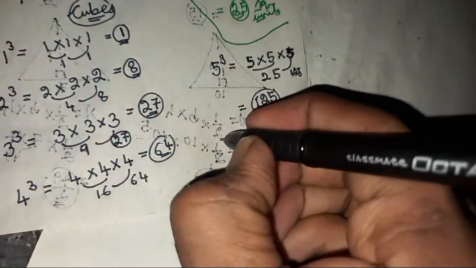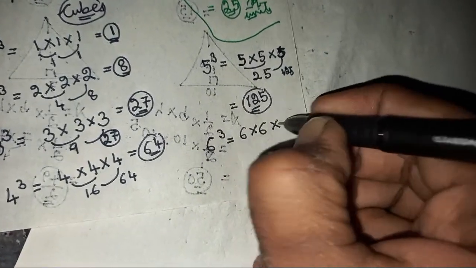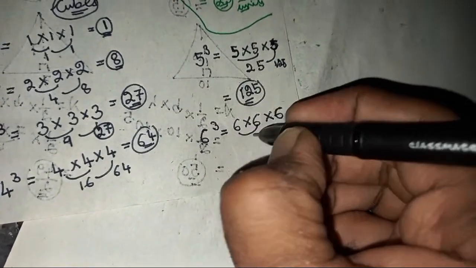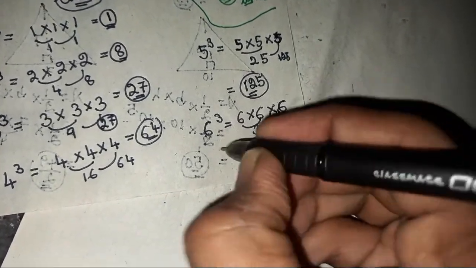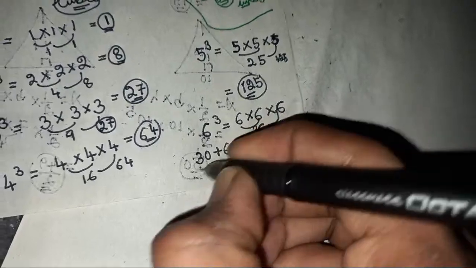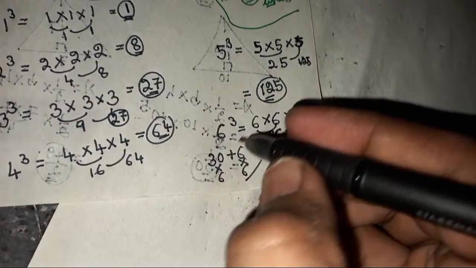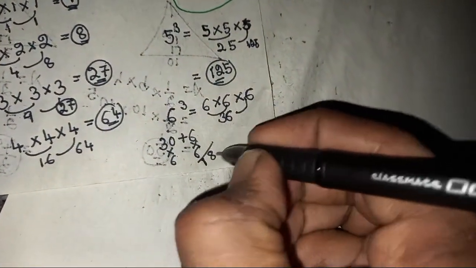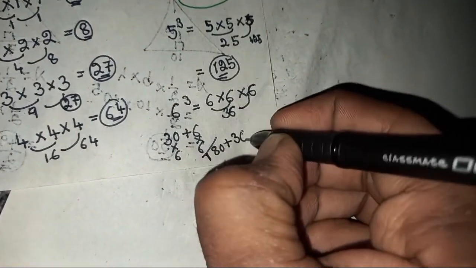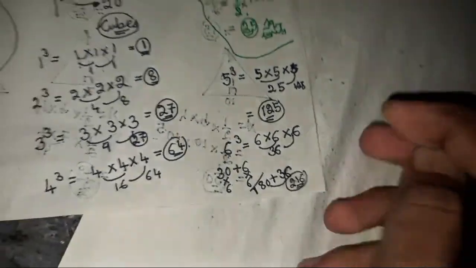Let's take one more, that is 6 cube, which is going to become 6 times 6 times 6. 6 times 6 is 36. 36 times 6, you can divide and write 30 plus 6, multiply 6 on either side, you're going to get here 30 times 6 is 180, plus 6 times 6 is 36. 180 plus 36, 216. Let's take even more, that is 7 cube.